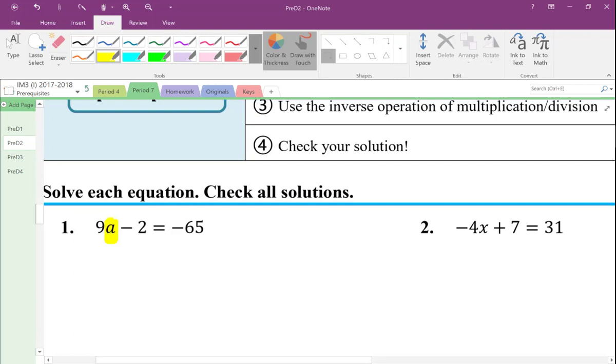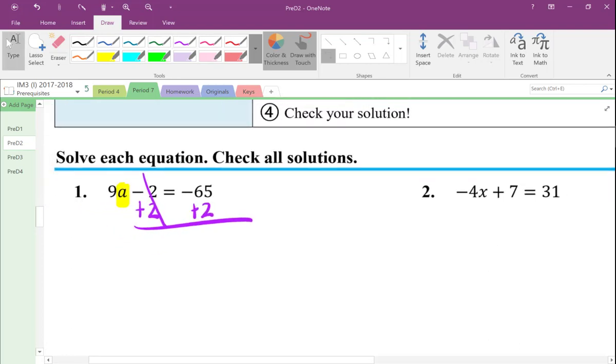Okay, you always want to do the one that's furthest away. So here's A. Is 9 furthest away or 2 furthest away? 2. How do I get rid of a negative 2? Add it. I add it. Very good. What I do to one side of the equation, I must do to the other. That disappears. I bring down the 9a. What is negative 65 and adding 2 to it? 62. Good, but positive or negative?